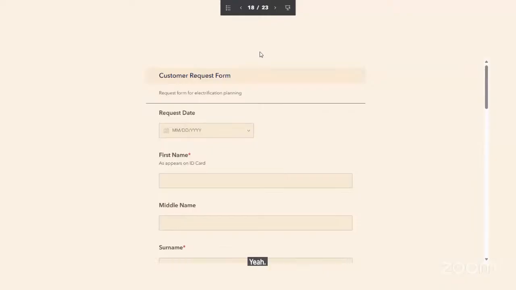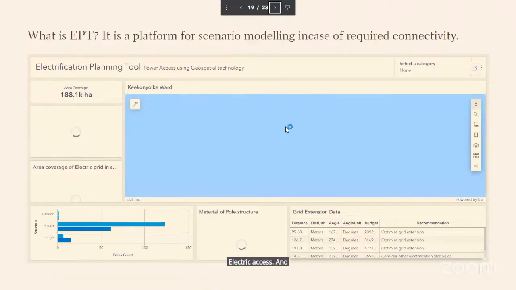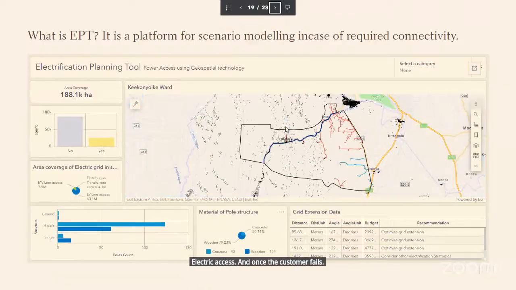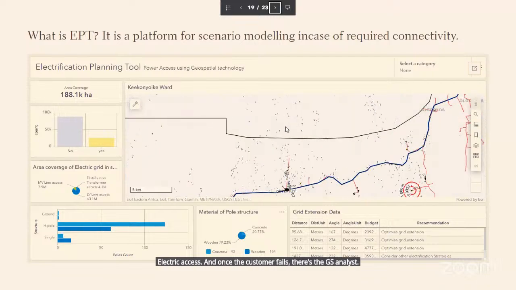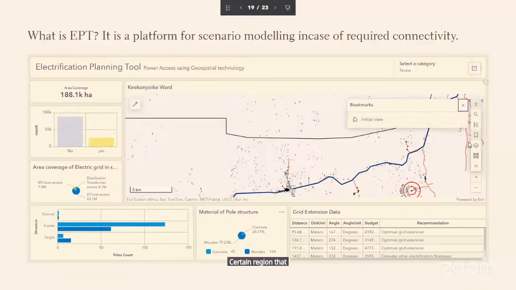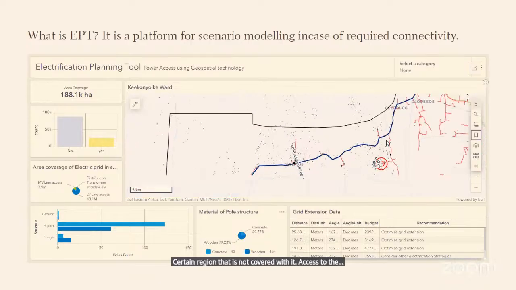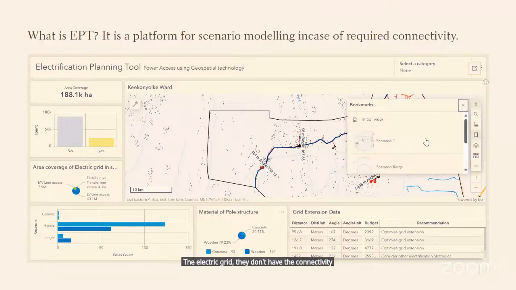Yeah. So there's a form that a customer can fill in case they want electric access. And once the customer fills it, the GIS analysts or planners can do the scenario modeling. So let's take an instance. There's a certain region that is not covered with access to the electric grid. They don't have the connectivity. So they request for the power.